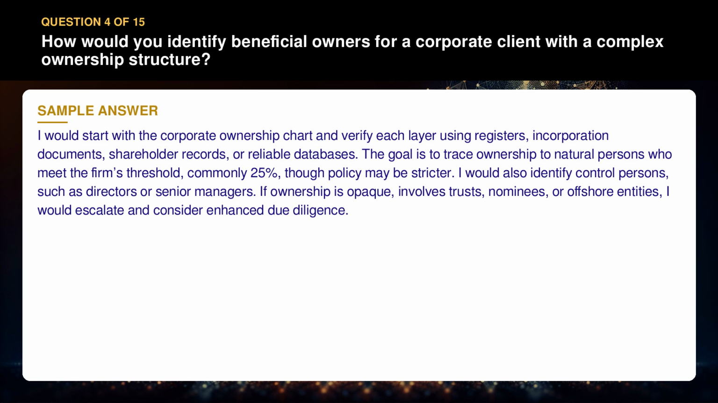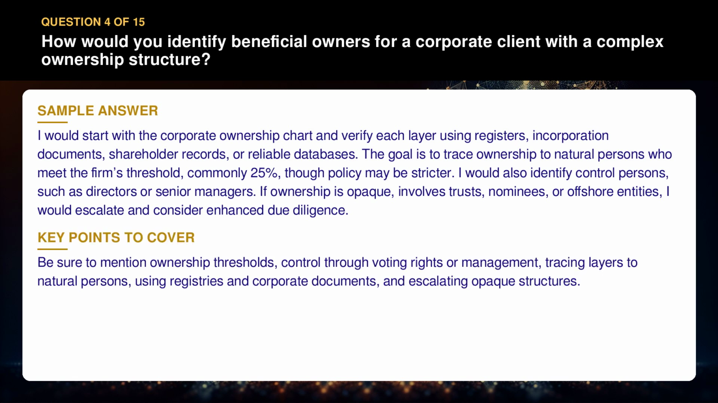If ownership is opaque, involves trusts, nominees, or offshore entities, I would escalate and consider enhanced due diligence. Be sure to mention ownership thresholds, control through voting rights or management, tracing layers to natural persons, using registries and corporate documents, and escalating opaque structures.